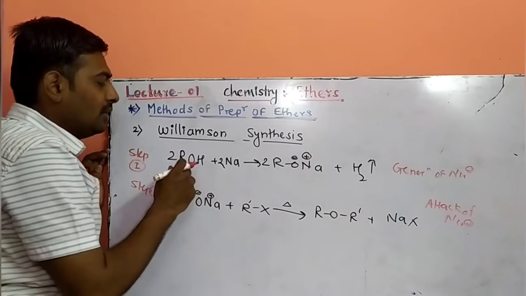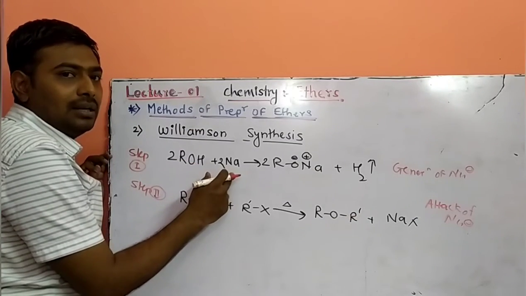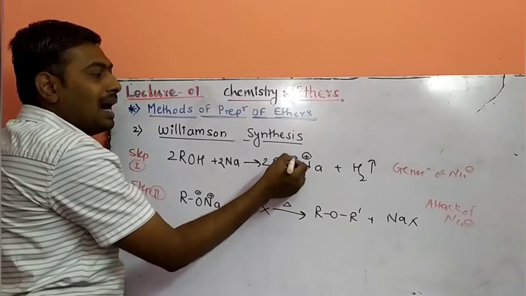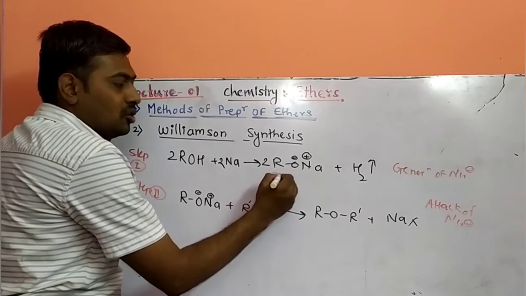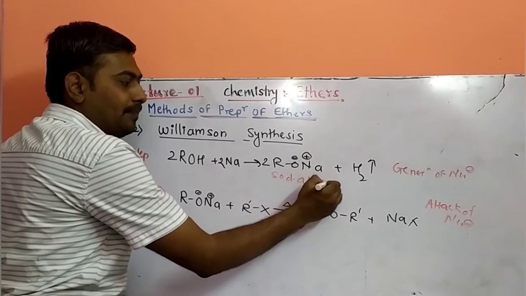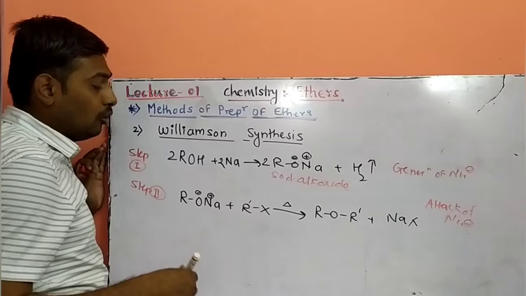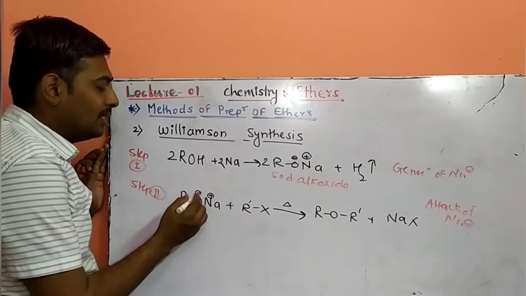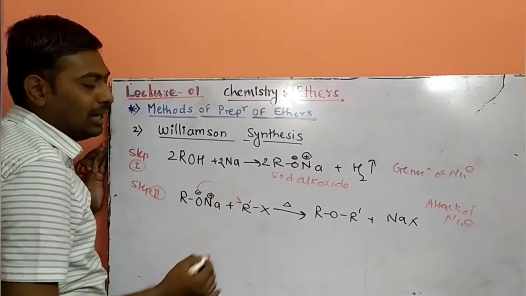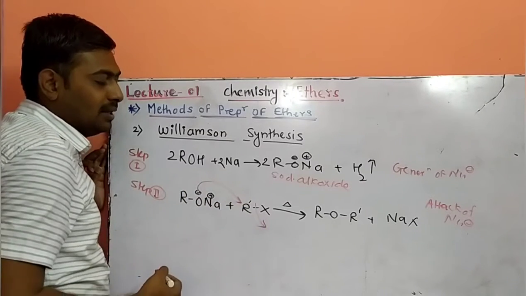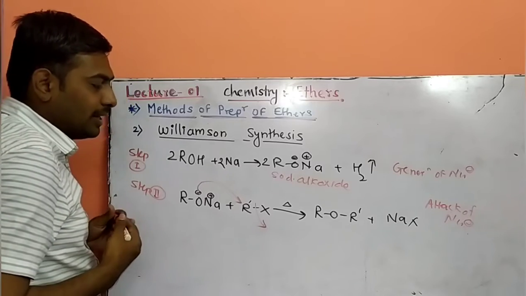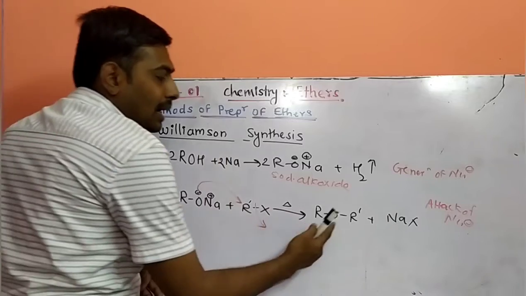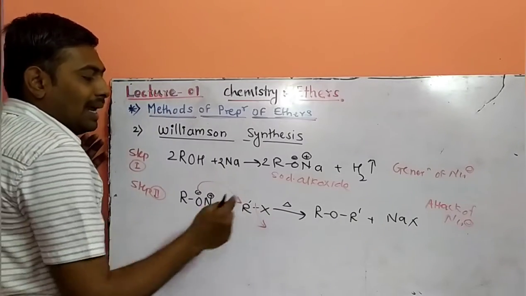So how does the reaction proceed? When alcohol reacts with sodium metal, alcohol shows acidic nature, it removes hydrogen gas to form a salt, that is RO minus Na plus. This is called sodium alkoxide. This sodium alkoxide contains oxygen as a negative part that will attach on alkyl halide by substitution reaction. What will we get? By substitution reaction we will get ROR plus sodium halide as a byproduct.